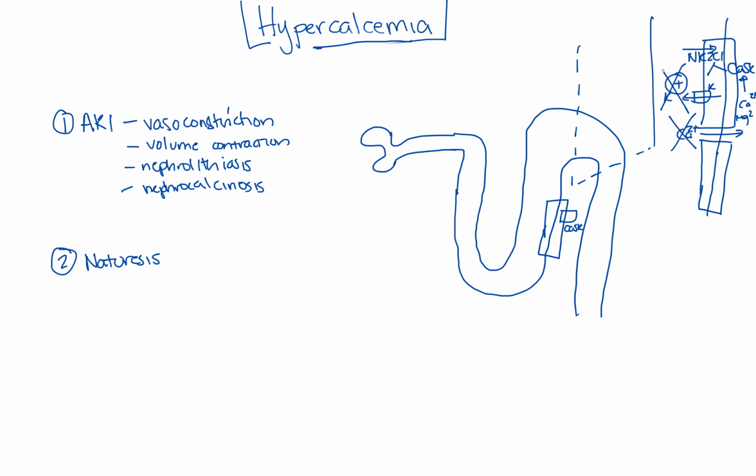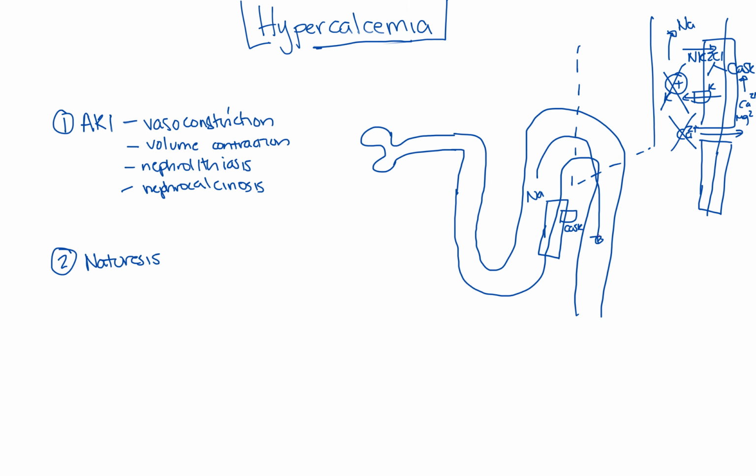But by doing this, we also inadvertently lose sodium, right? By not absorbing sodium in the ascending limb of the loop of Henle, we lose sodium. And so sodium is then going to leave via the urine, and you get natriuresis. And remember, volume is salt plus water. And so by losing our sodium, we're going to eventually get volume contracted.